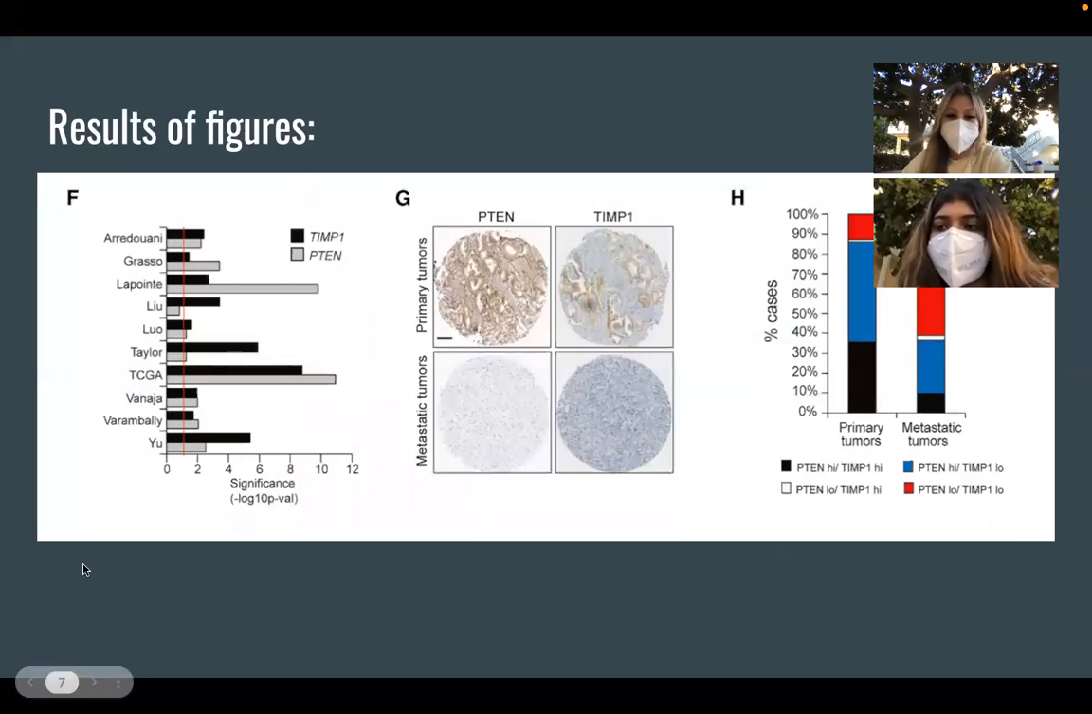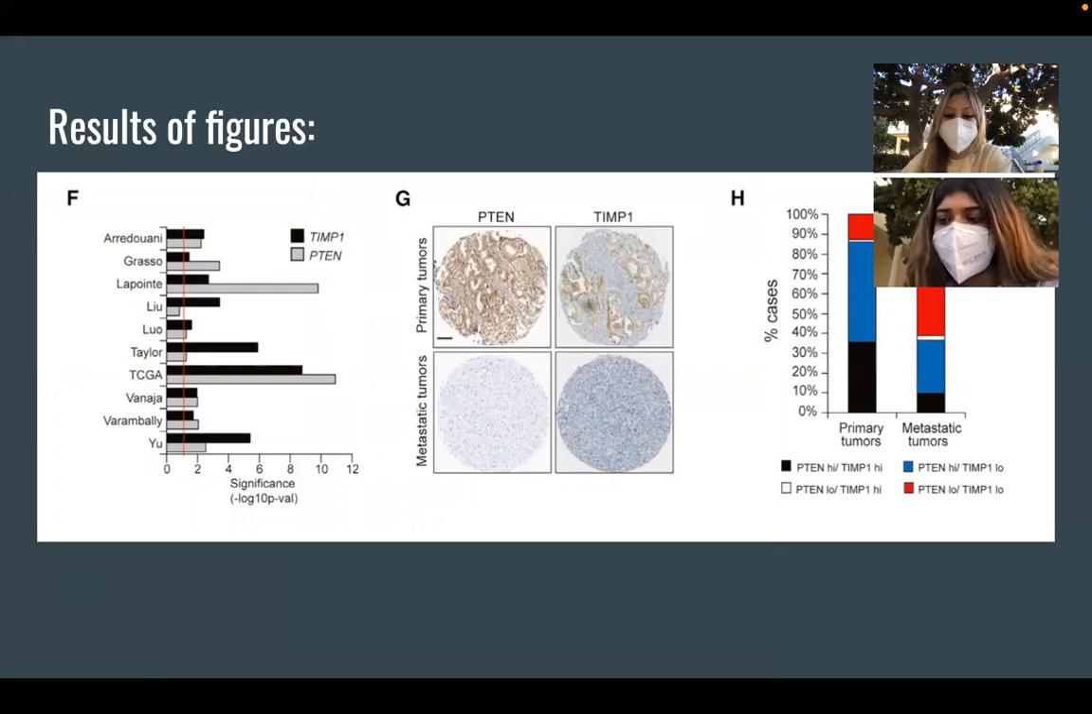Okay, so now moving on to figures F, G, and H. For the research portion, figure F is determining the significance of the positive correlation of P10 and TIMP1. Figure G is using tissue microarray to determine the protein expression in cancer and normal tissues. Figure H is the percentage of cases in P10 and TIMP1 protein in 2 tumor samples.